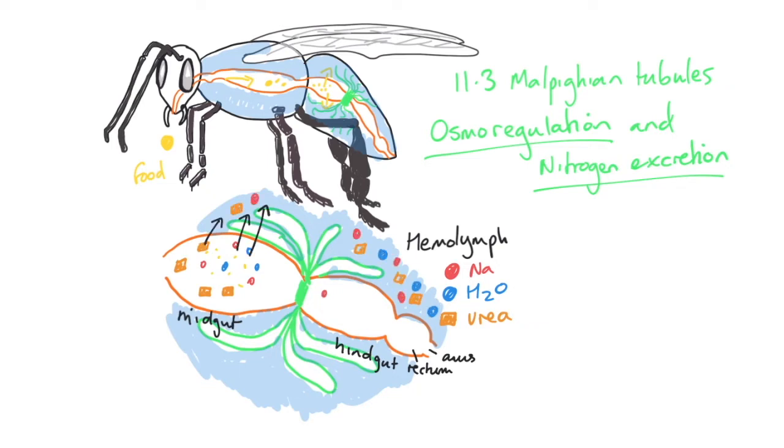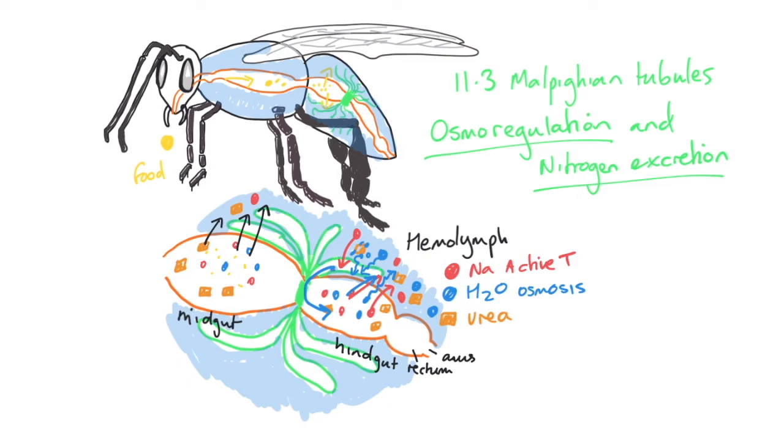In the hindgut, it's responsible for osmoregulation and nitrogen excretion. So it does that by pumping sodium actively out of the hindgut. Osmosis of water follows the sodium, and then sodium is actively pumped back into the tubules and water follows, but this time urea is dissolved in it. So it carries the urea.